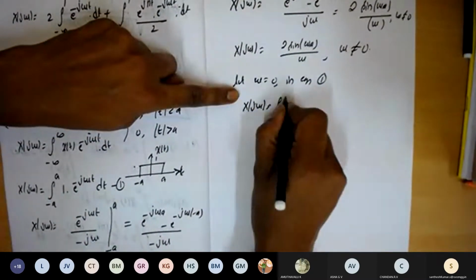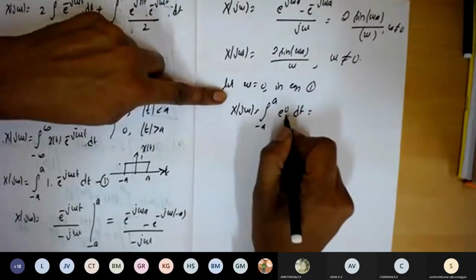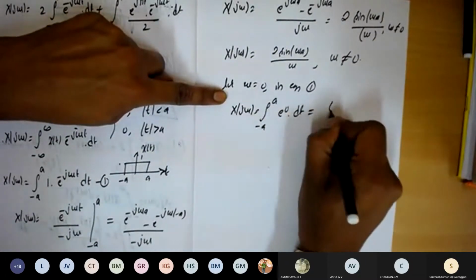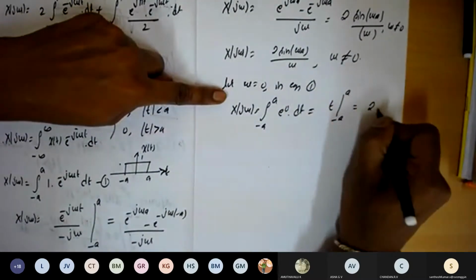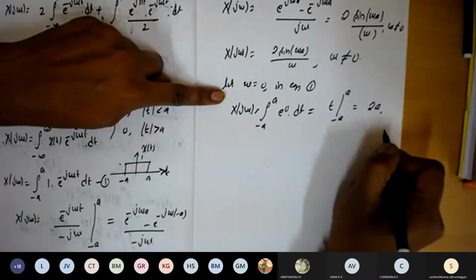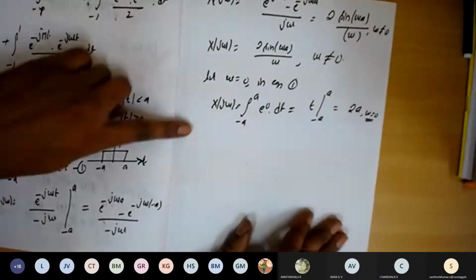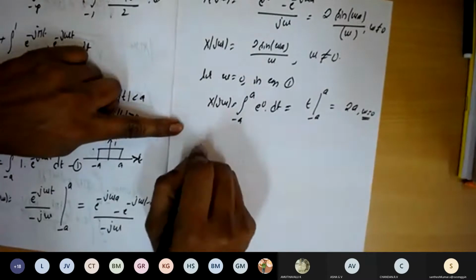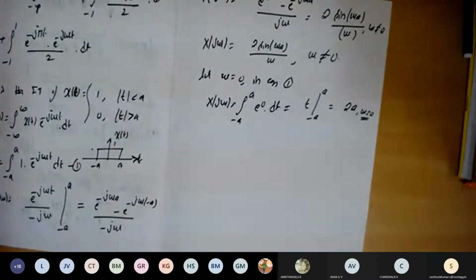integral from minus a to plus a of e to the power of 0 dt. E to the power of 0 is nothing but 1 here. So the integration of 1 is t from minus a to plus a. So this will become equal to 2a. This is for the case omega is equal to 0.